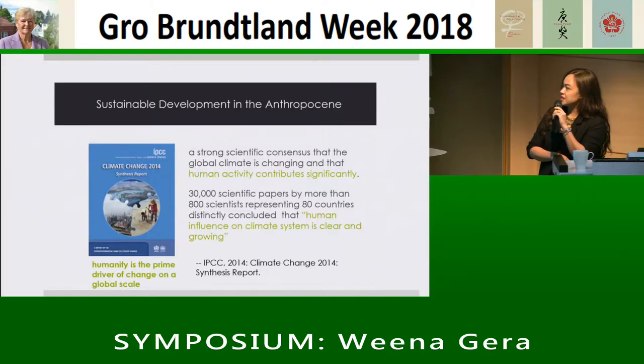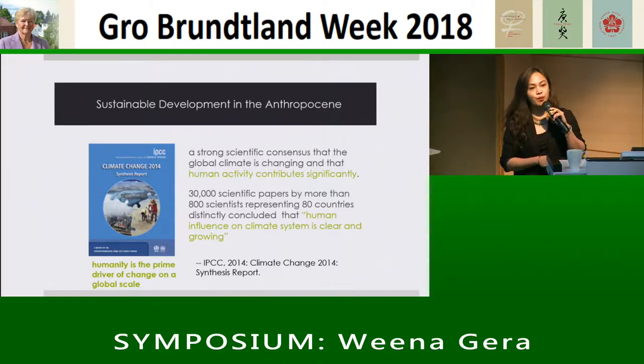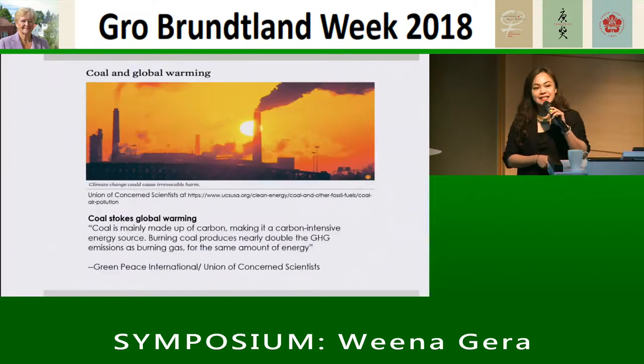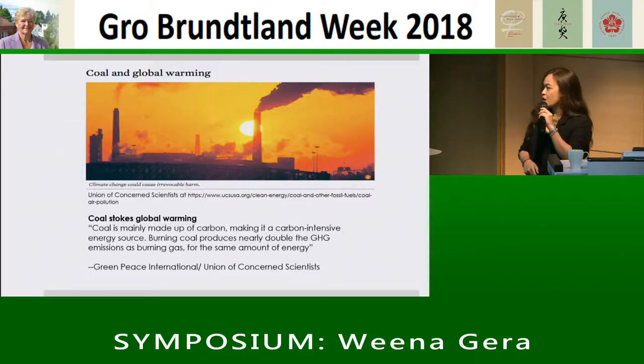so there's a strong scientific consensus that humanity basically is the prime driver of change on a global scale. Those are all evidences of the IPCC and 30,000 scientific papers, establishing that human influence on the climate system is clear and growing. And carbon dioxide, or the combustion of fossil fuels, is humanity's biggest contribution to climate change or global warming. And so coal stokes global warming because coal is made up mainly of carbon. Carbon dioxide is the main byproduct of coal combustion. So it's a very big issue when we deal with coal.